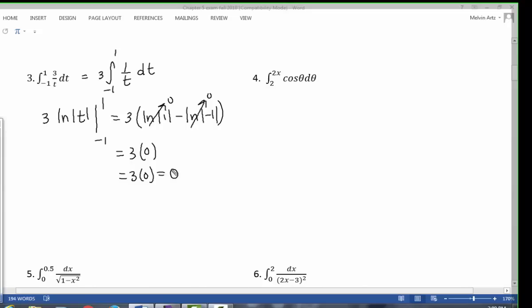Number 4, we're going to find the antiderivative of cosine of theta, which would be sine of theta. And we're going to evaluate this from 2 to 2x. So we would have the sine of 2x minus the sine of 2. And that's the exact value. I'm not going to change that to its decimal approximation.